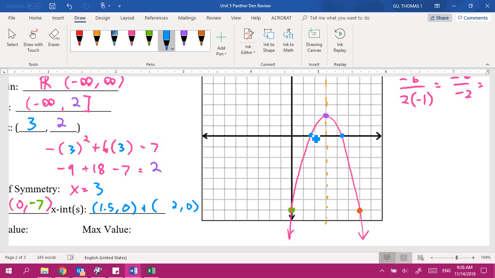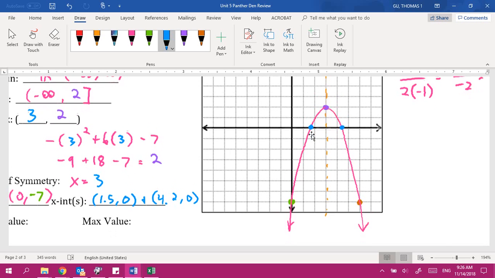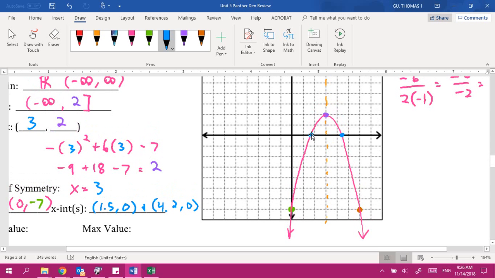So remember, your y-intercepts and your x-intercepts have to be points. So don't just write a number. A lot of people do that and they get it wrong. So yeah, you just estimate it, whatever looks about right.